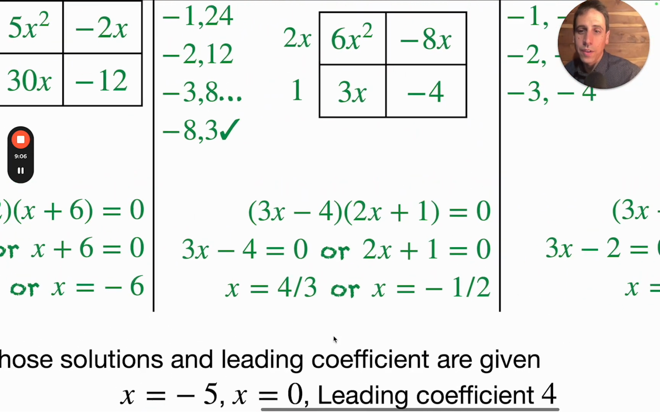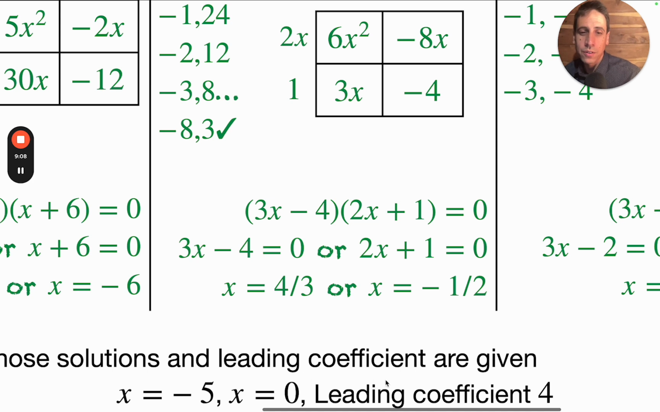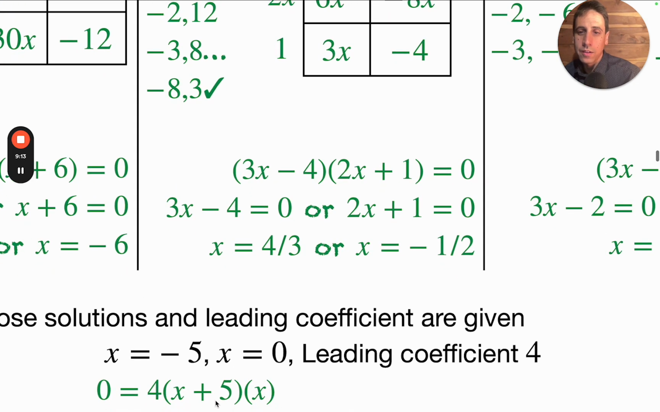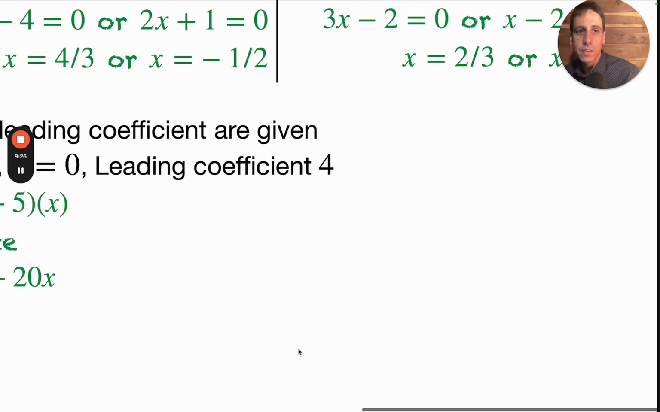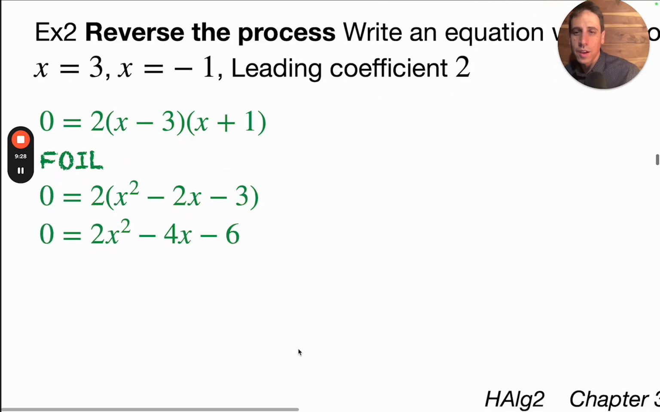Let's see. If x is equal to negative 5 and x equals 0, and the leading coefficient is 4, then I want to add 5 to both sides, and I get x plus 5 equals 0. Combining the two, you get x plus 5 times x, and then you can distribute, and you get 4x squared plus 20x. All right, let's talk about some SAT topics.